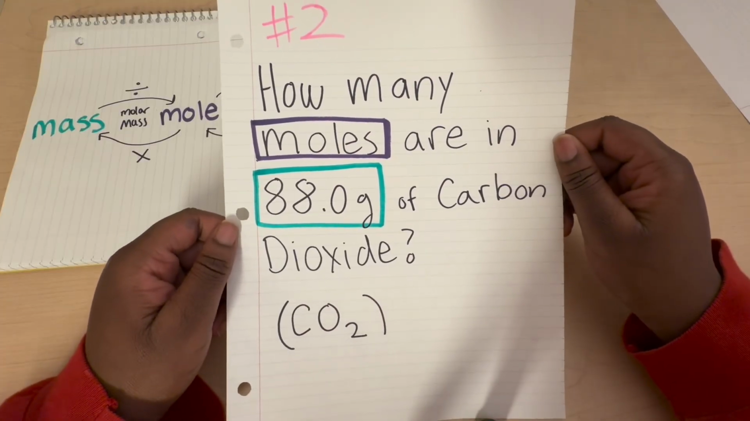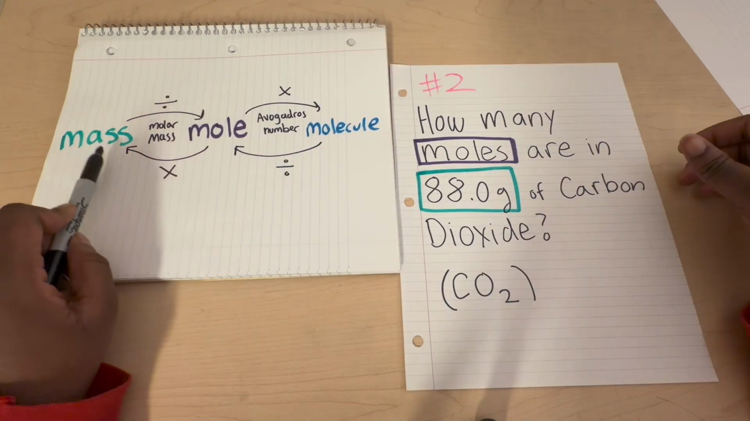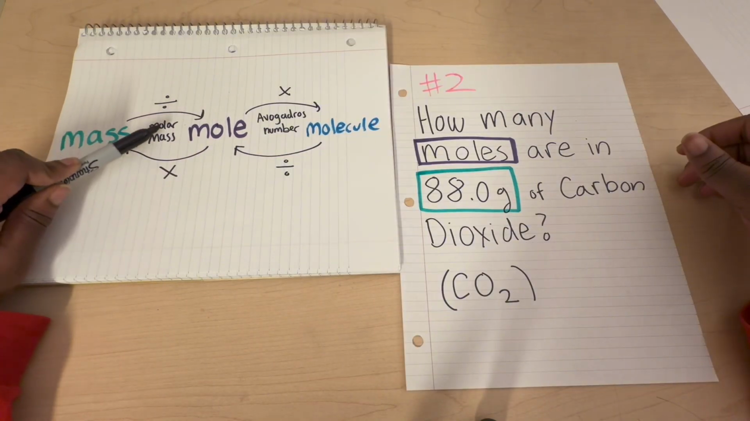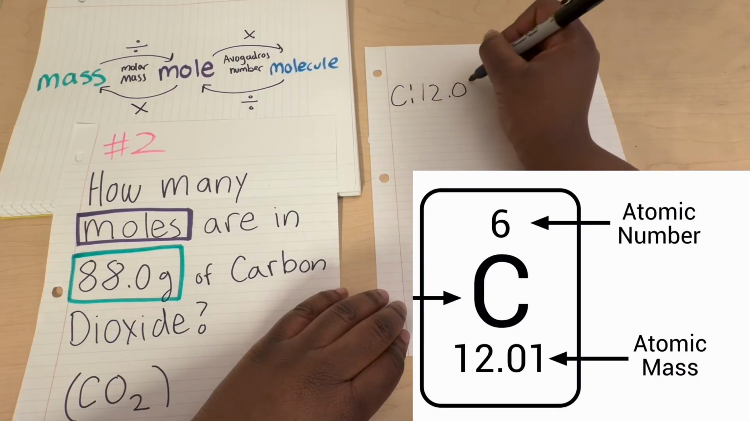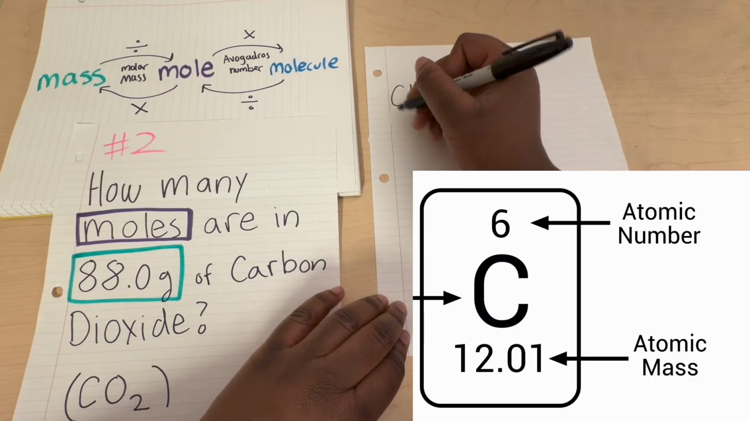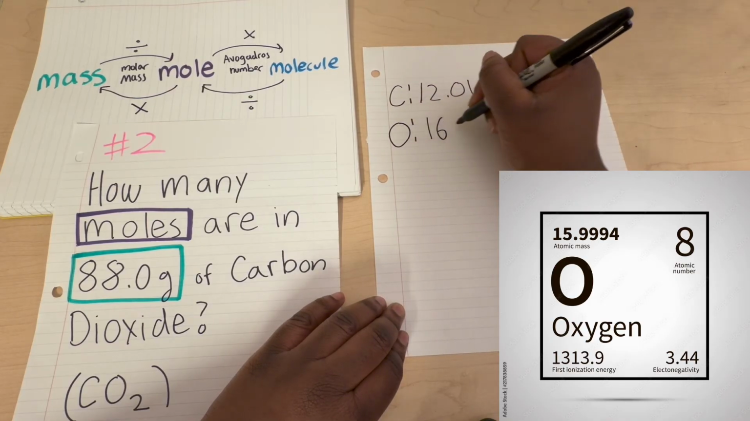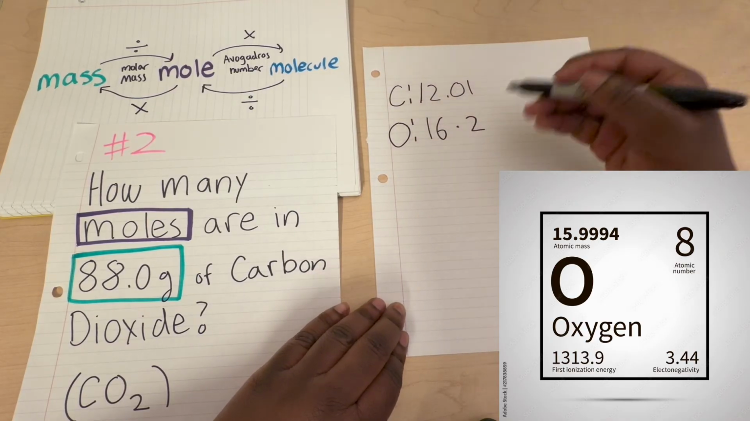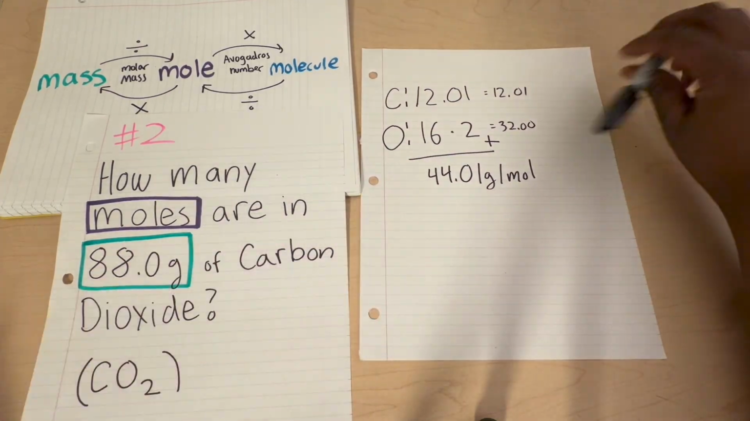Question 2 asks, how many moles are in 88 grams of carbon dioxide? So we have our mass, and we divide by molar mass to get the moles. To find carbon dioxide's molar mass, we take carbon's atomic mass added with oxygen's atomic mass. However, oxygen has 2, right? So we have to multiply it by 2, and we add them.